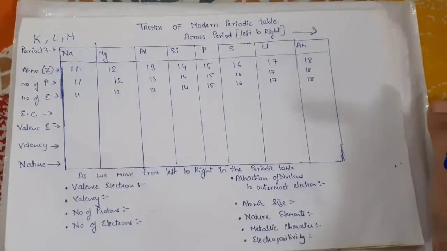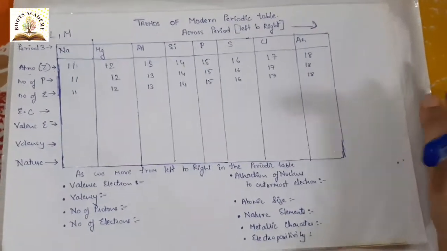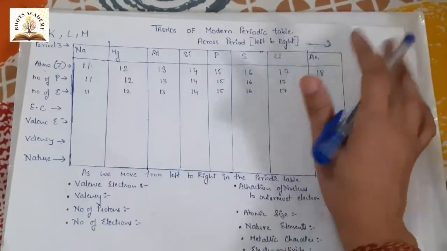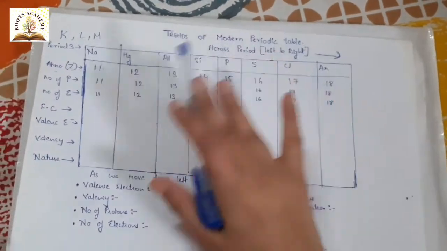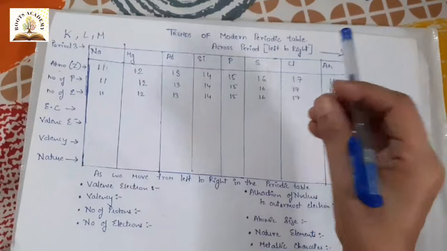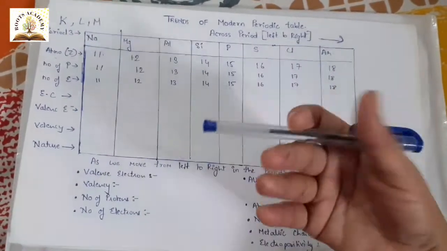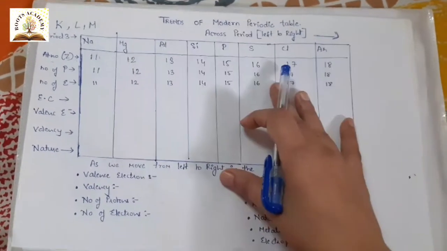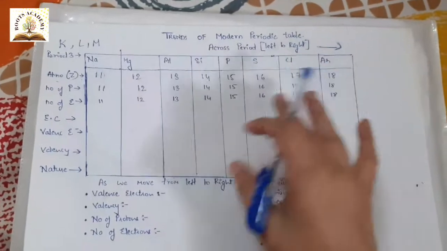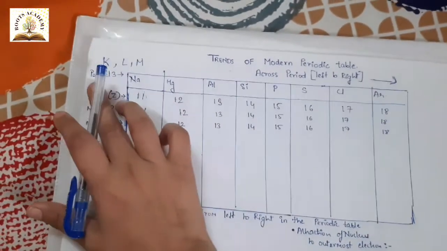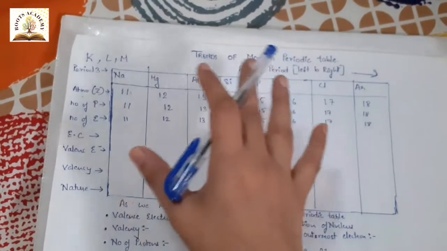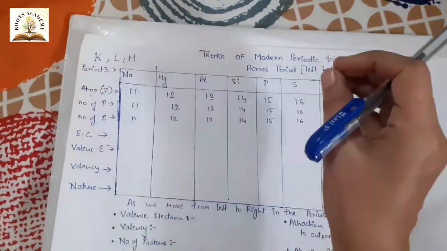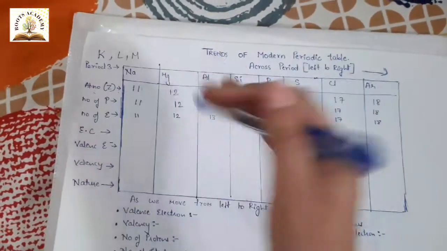Today we are going to learn trends of the modern periodic table across a period. Means when you move across a period, that is left to right, okay, horizontal, you will see some variation. There are certain properties like valence electron, valency, in all these properties you will see some variation, okay. To learn this concept, I am taking period 3. All the elements I have written over here belong to period 3. So we are learning the trends in the modern periodic table through period 3 elements.